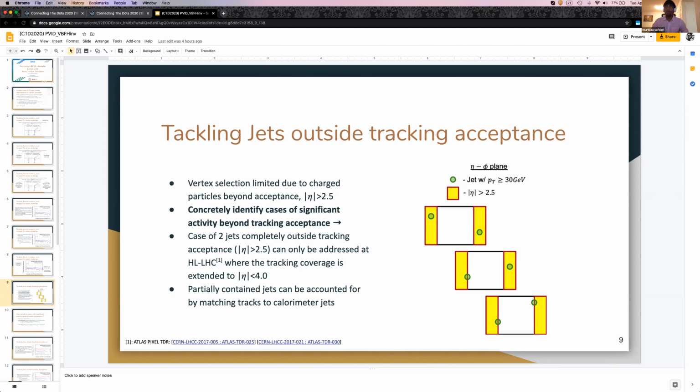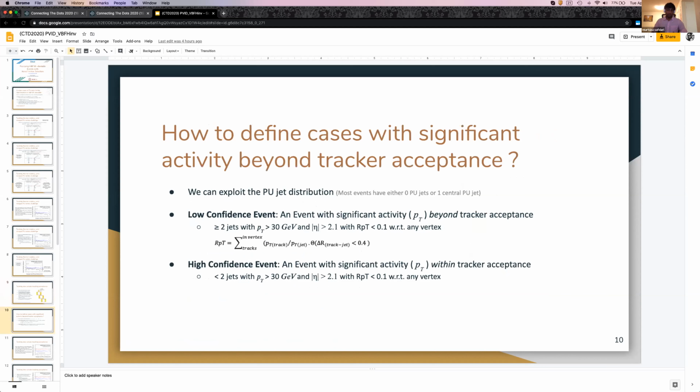Okay, so the way we want to sidestep and address this issue is by making an event category, at least in the current geometry where we have a finite tracker. The idea is that you classify any event that has 2 or more jets that are basically trackless, so they have very low RpT, and I've defined RpT on the slide for future reference here, as low confidence events.